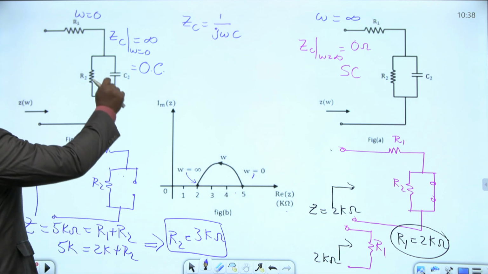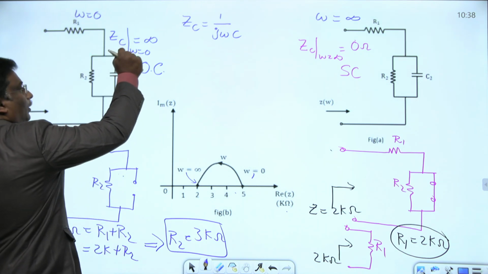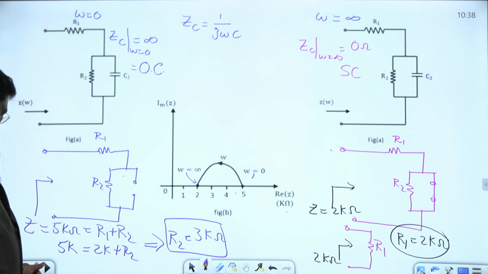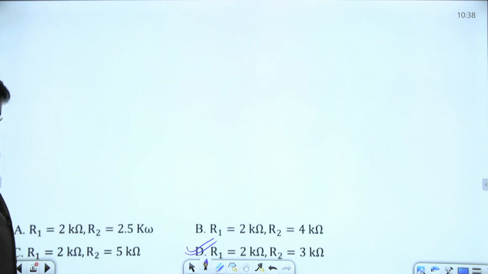Okay, sorry. A capacitor acts as an open circuit at omega equal to 0 and acts as a short circuit at omega equal to infinity. That information is enough. Let's move on to the next question here.